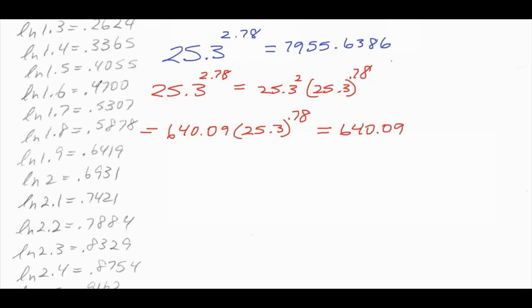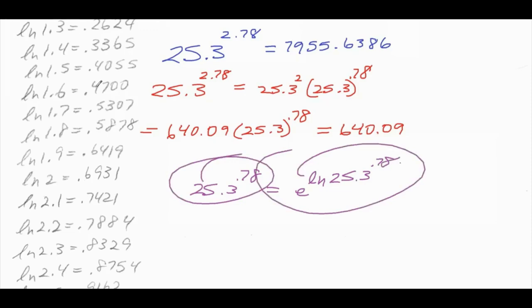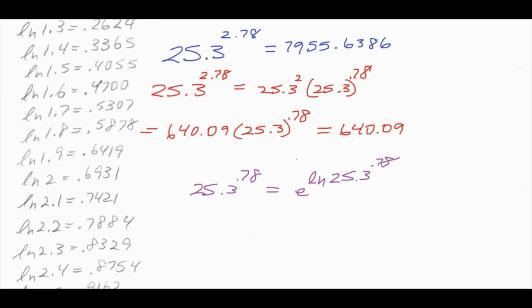And okay, before I keep writing here, let me get a different color and just show you what I'm going to do. So I'm going to take the 25.3 to the 0.78, and I'm going to write that as e to the natural log of 25.3 to the 0.78. So if you know log properties, this is the same thing as this, but we're going to convert this into an expression with the number e as the base.